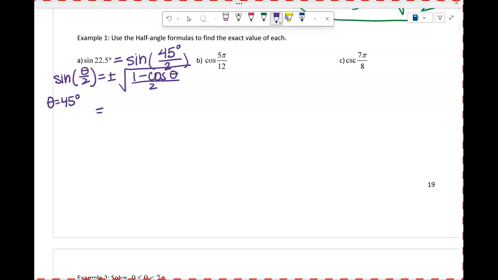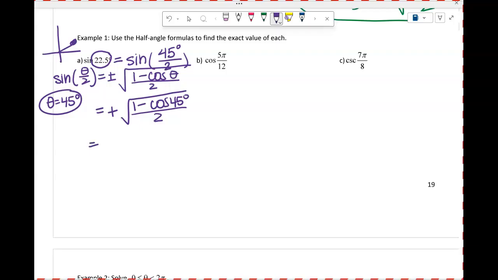Your formula says start with a plus or minus. But how do you know it's plus or minus? You can only pick one. Well, 22.5 degrees is in quadrant number 1, and in quadrant 1, sine is going to be positive. 1 minus, well, theta is 45, so it's going to say cosine of 45 degrees all over 2. I'm not going to write plus all the way through because if it's plus, there's no need to write that. Cosine of 45 degrees, guys, is radical 2 over 2.